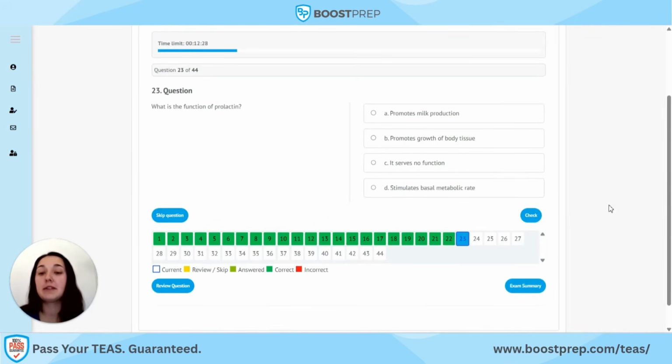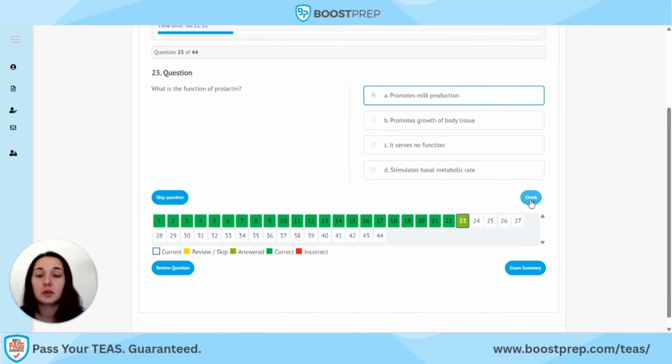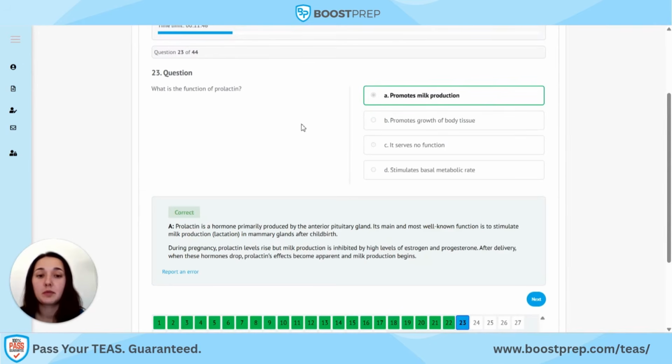Question 23. What is the function of prolactin? A, promotes milk production. B, promotes growth of body tissue. C, it serves no function. D, stimulates basal metabolic rate. The answer is A, promotes milk production.